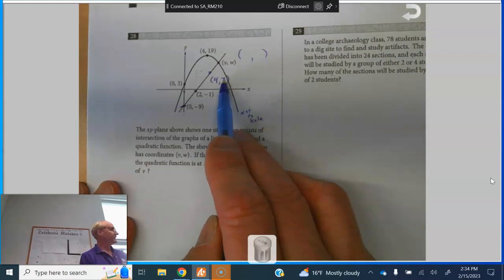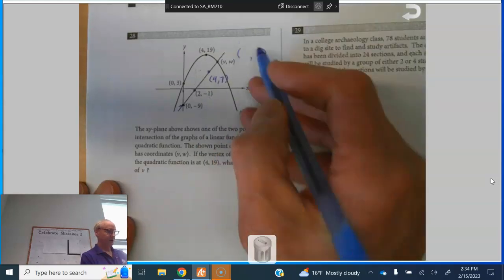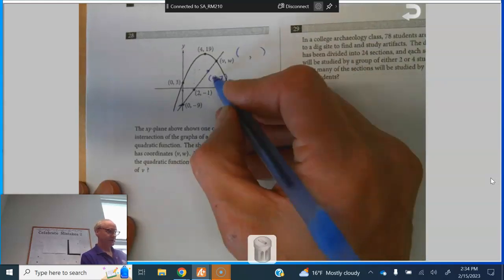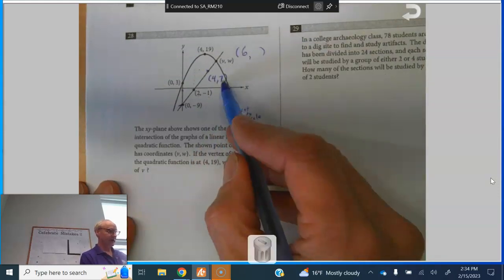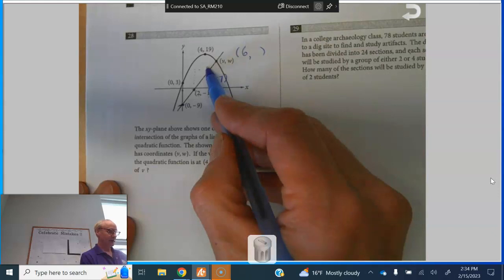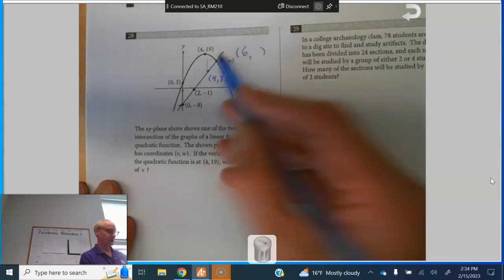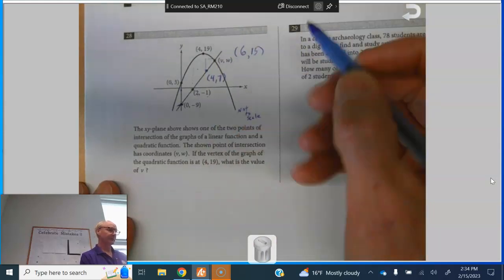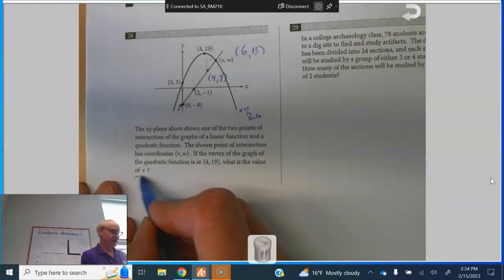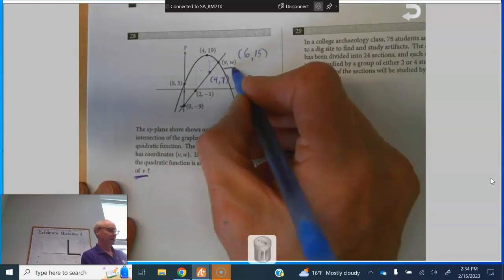I go up from 7, 8 more, and 2 over. What's my x value for this? 6, and I went up 8 from here. I went up 8 and over 2. Up 8 gives me 15, yeah. They ask for V, and I'm done.